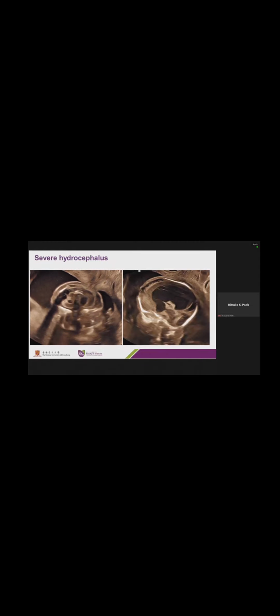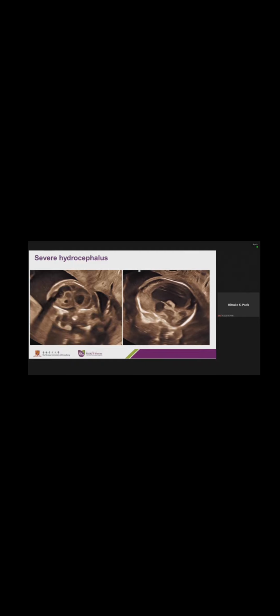This is the axial plane of the fetal brain. Besides the severe dilatation of bilateral lateral ventricles, the parenchyma was thinned, and the third ventricle was dilated, but the fourth ventricle remains normal. And on the sagittal plane, the midline structure could not be clearly seen.